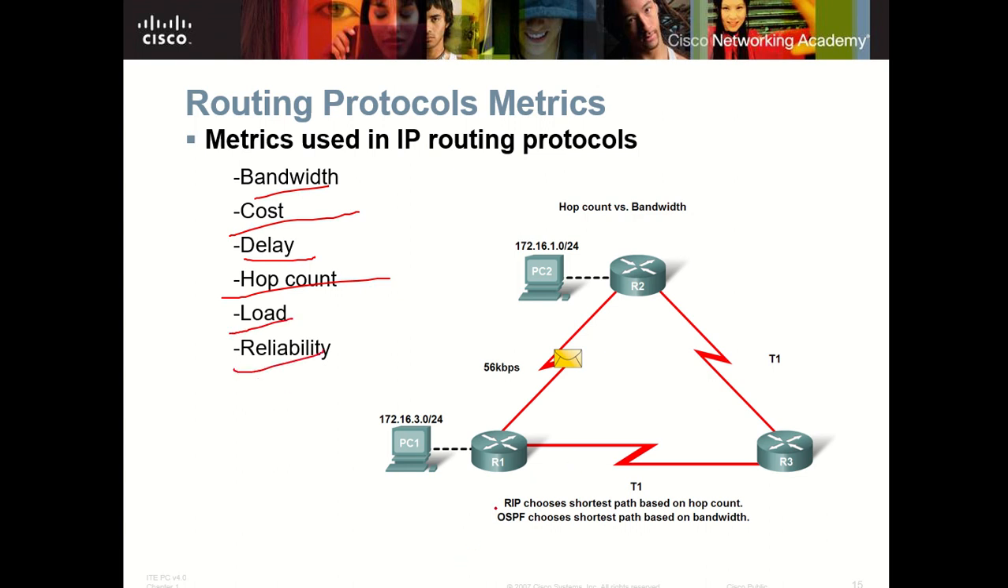Okay? So, in terms of how this relates to the dynamic routing protocols, RIP chooses the shortest path based on hop count. OSPF chooses the shortest path based on bandwidth. So it depends on the routing protocol, each has specific types of metrics that can be used. And not just one, it can be two or more.